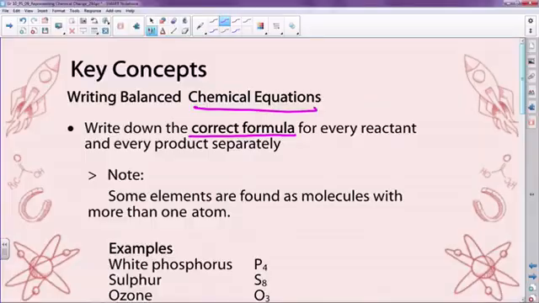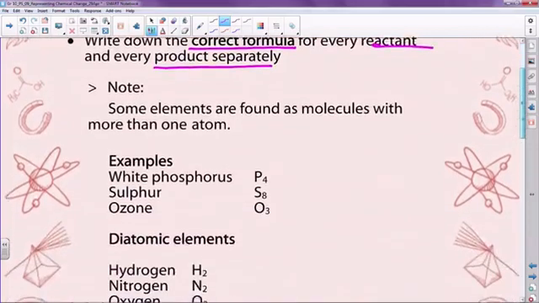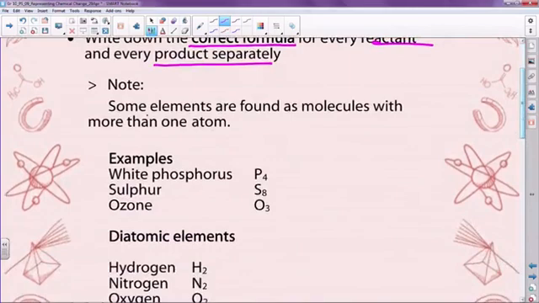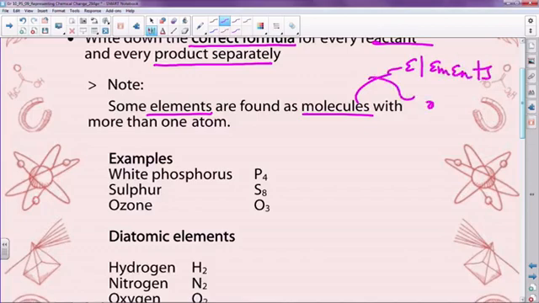As I suggested, the periodic table becomes very key. So first things first, the correct formula is very important for both the reactants and the products. We shall separate these using an arrow. Some elements are found as molecules. Remember, we spoke about molecules of elements as well as molecules of compounds. Now, we need to be in a position to distinguish between those. For example, phosphorus is a molecule which consists of 4 atoms of the same kind, chemically joined.